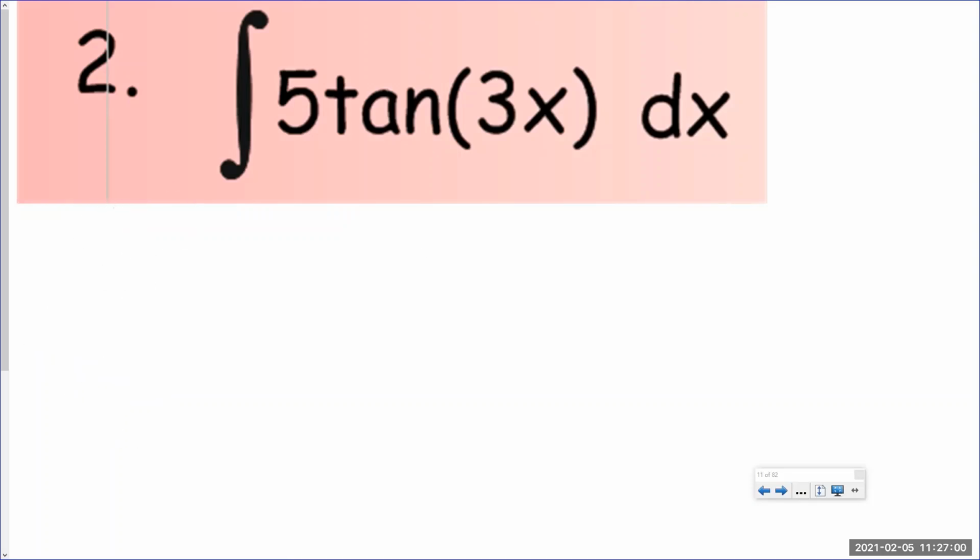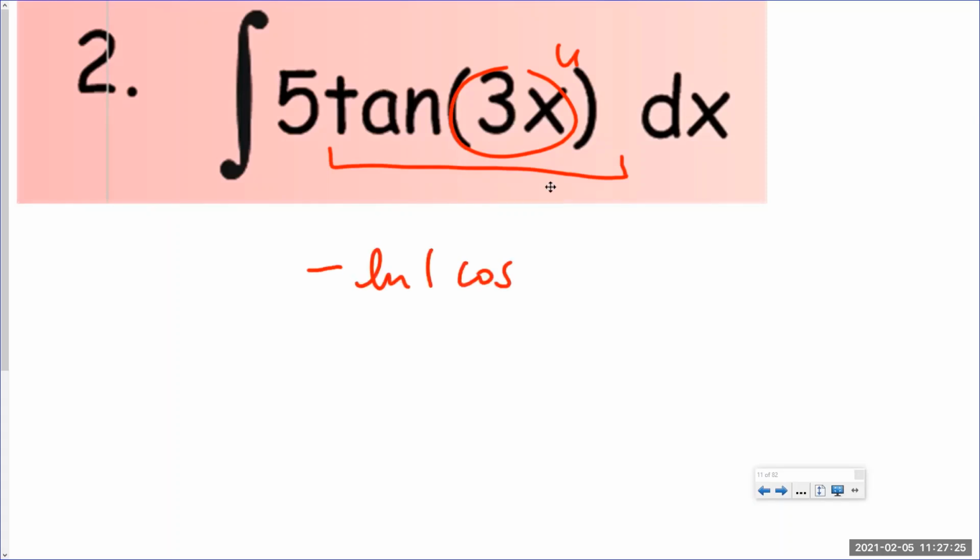Okay, if we do the shortcut, then you look at this problem and you say, okay, make this my u. Guys, make this very clear. In your formula sheet, do you have a tangent u? Because if you don't, you can't do this shortcut. Okay, you do have a tangent u. So since I have a tangent u, what's the integral of tangent? Very good. I think it's a negative, right? So negative ln cosine u, but now my u is 3x plus C.